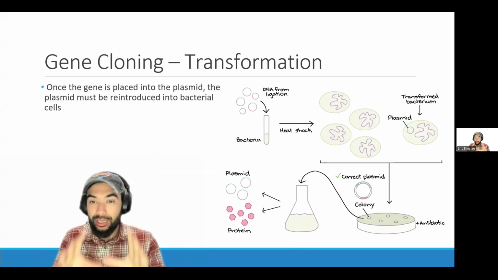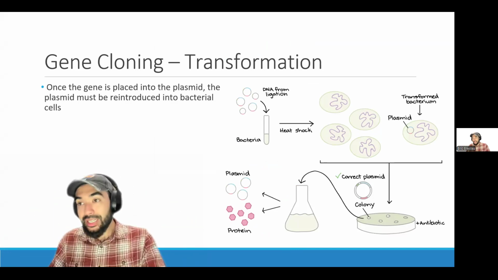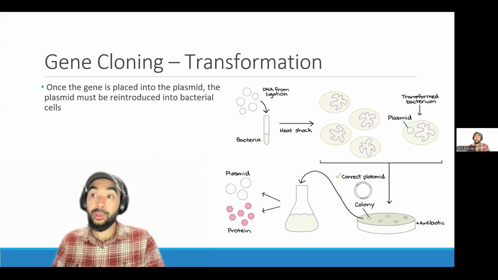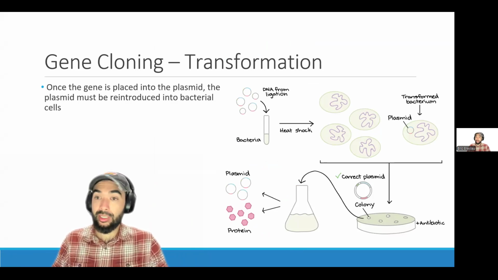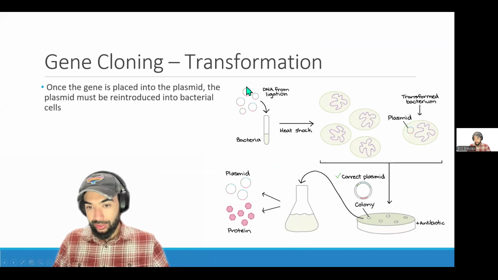Anyway, once we make the plasmid, we want to insert that plasmid into bacteria, and then we want to grow those bacteria. Maybe you just want to grow the gene, or maybe we also want to grow the gene and its protein product, like with insulin. And so, how do we get it into the bacterium?